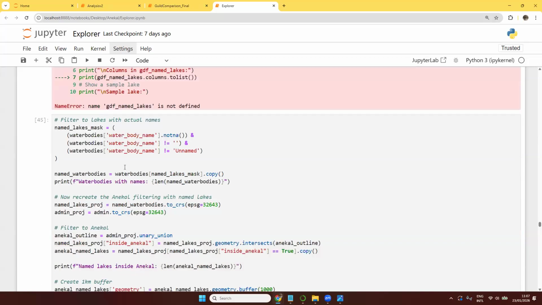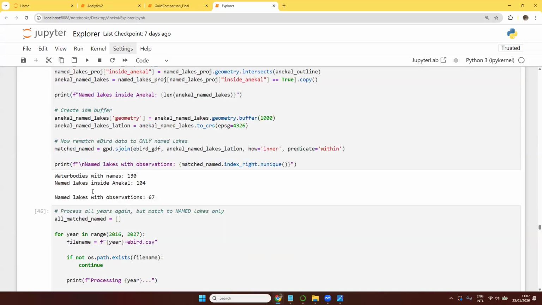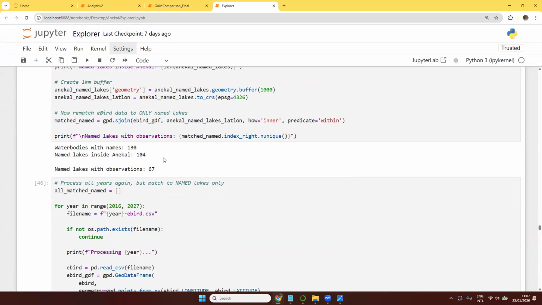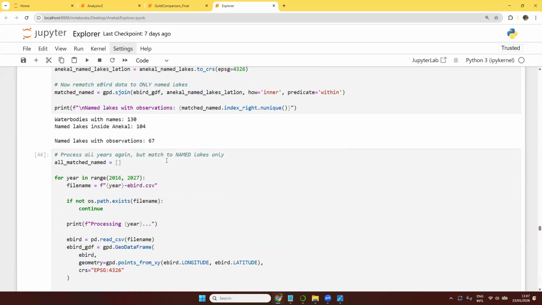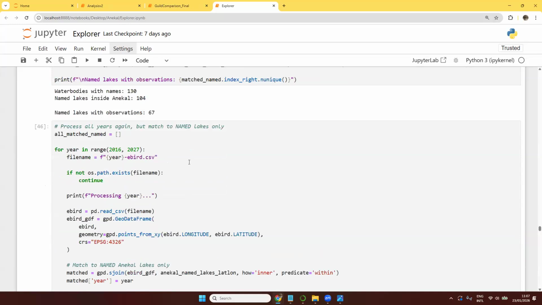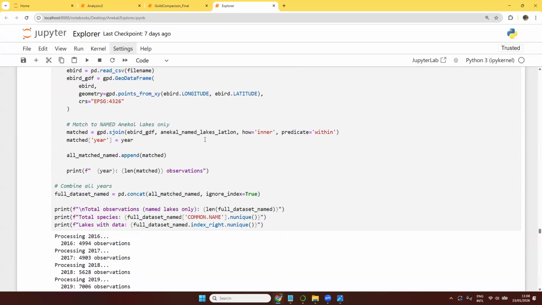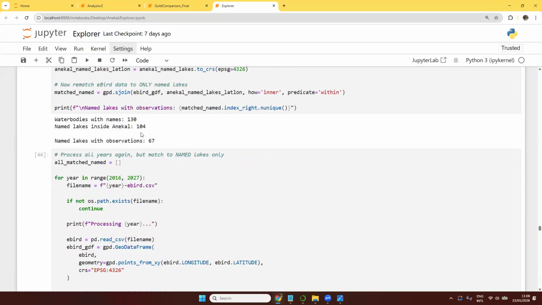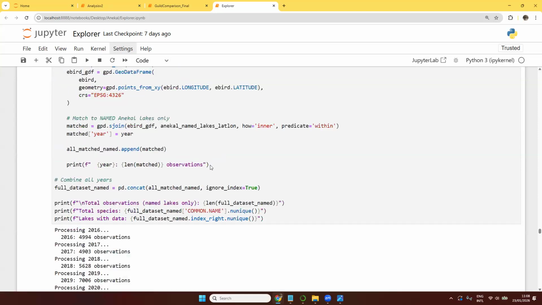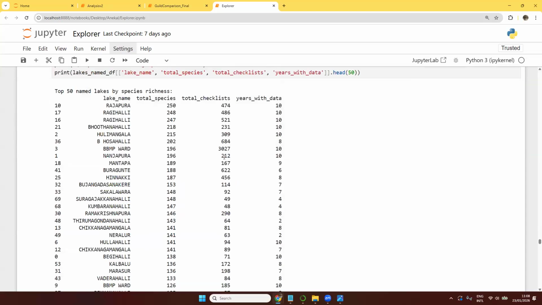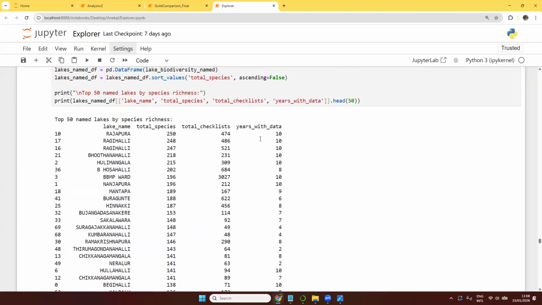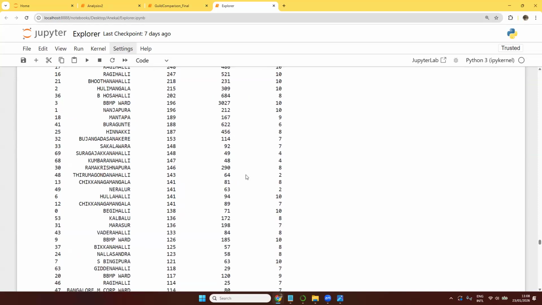And some debugging I was doing. There is some redundancy with the naming. There are around 15 lakes which have overlapping names, so that's something I'm still trying to figure out. But you get the sense, right? You have around 6 or 7 lakes with data. There are quite a few lakes with 10 years of data, which is good, and quite a healthy number of checklists. So this is where I'm at.